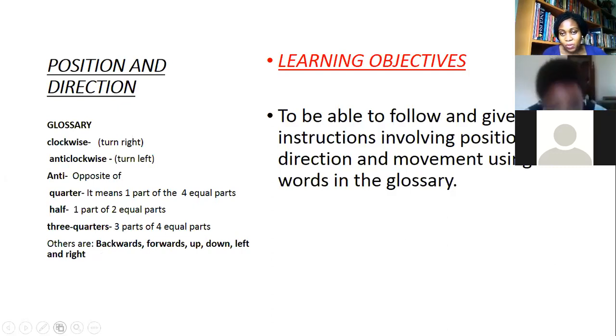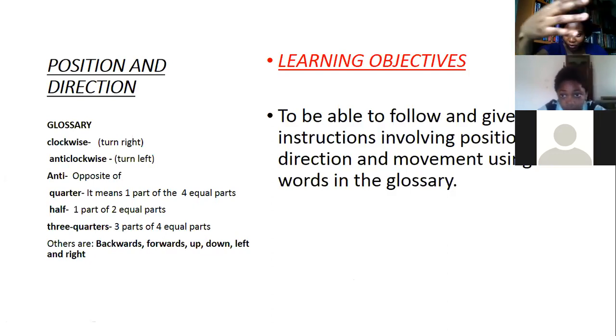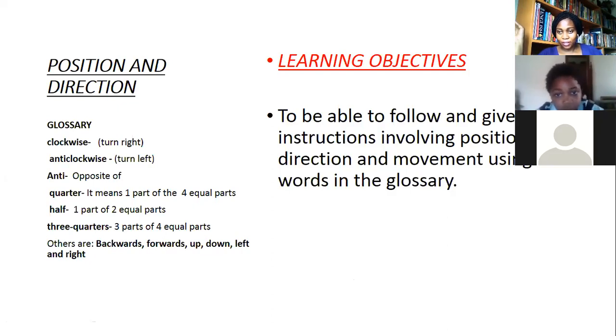Now, other words which we are already familiar with, please focus on the screen. Other words we are already familiar with are backwards. So moving backwards means you are going back. Forward, moving forward means you are moving ahead of you. Up, down, left, and then right, like I explained earlier. So these are the words we'll be using in this topic to describe position and direction.